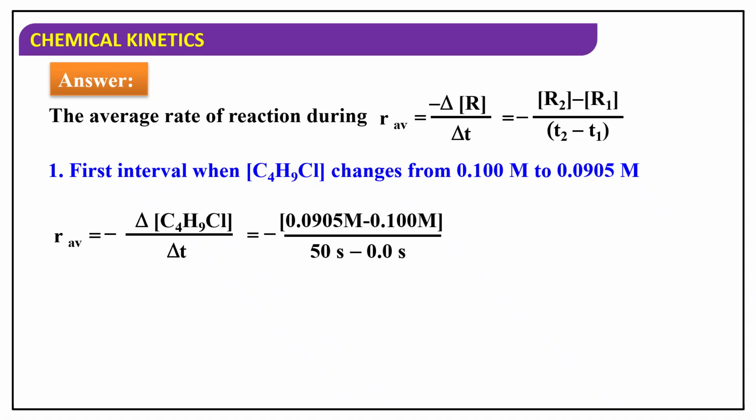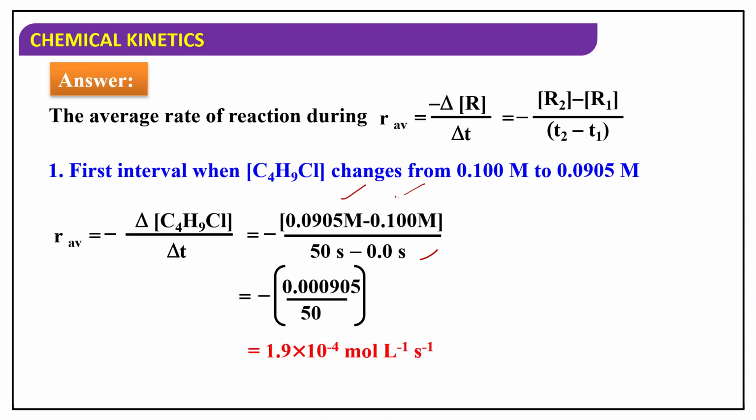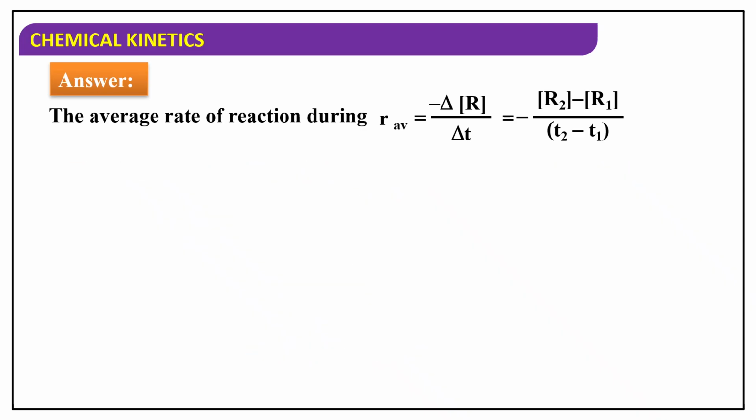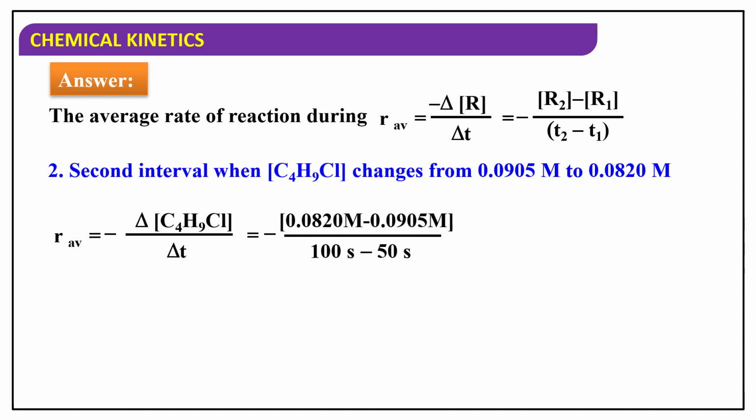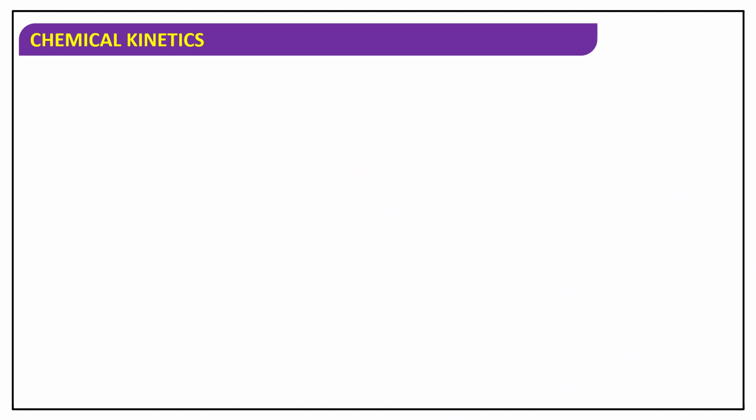From where are we getting this data? We are getting this data from the table we observed in our last slide. So the answer is like that, 1.9 into 10 raised to minus 4 mole per liter per second. Second interval, when C4H9Cl changes from 0.0905 to 0.0820, again we put the data from the table in the last slide, and our answer will be 1.7 into 10 raised to power minus 4.